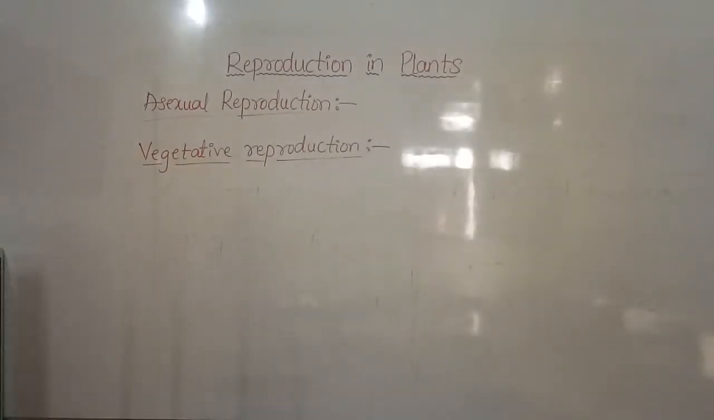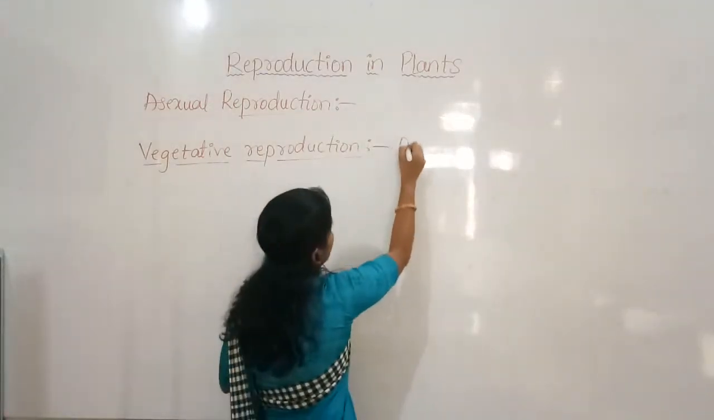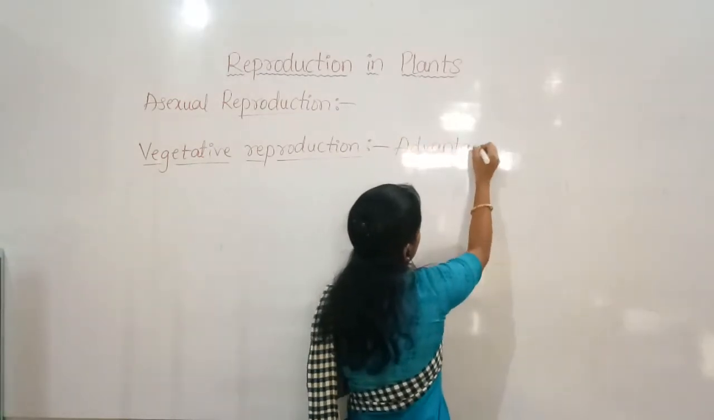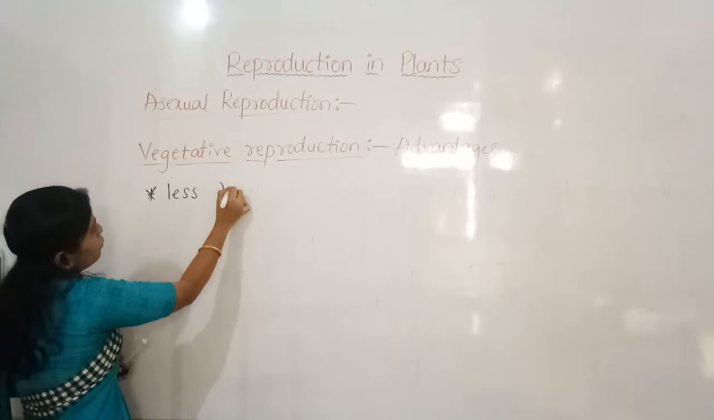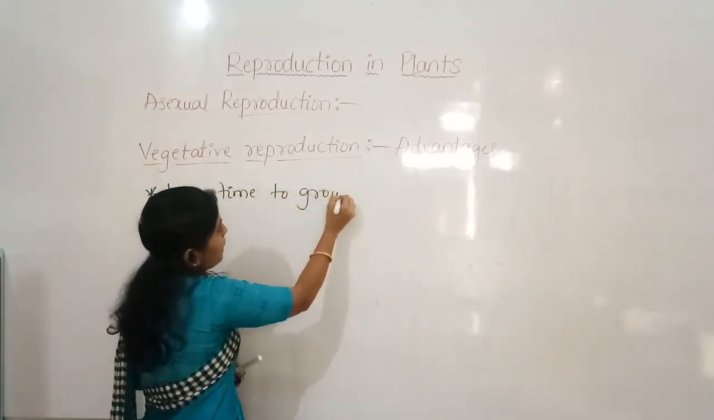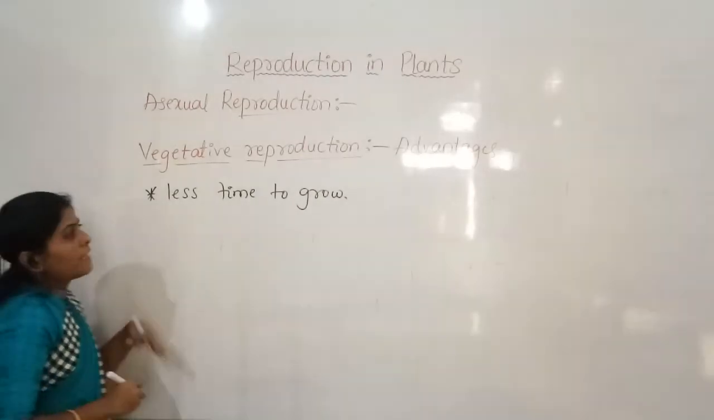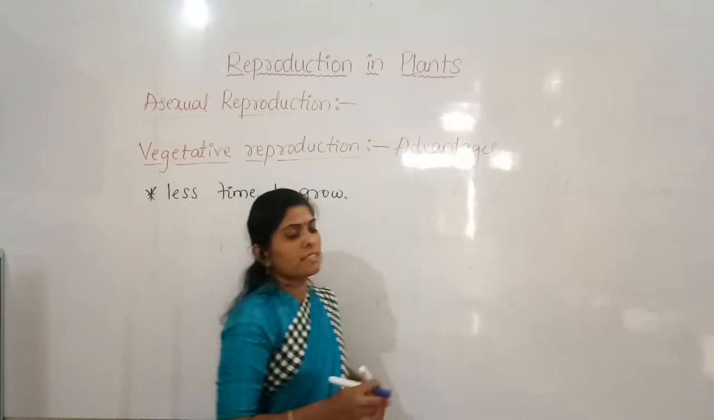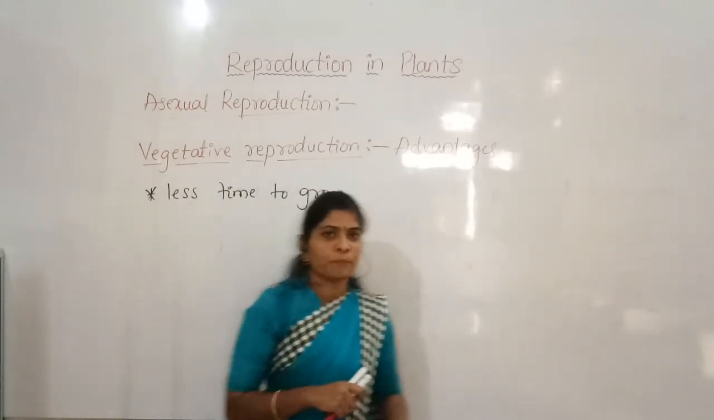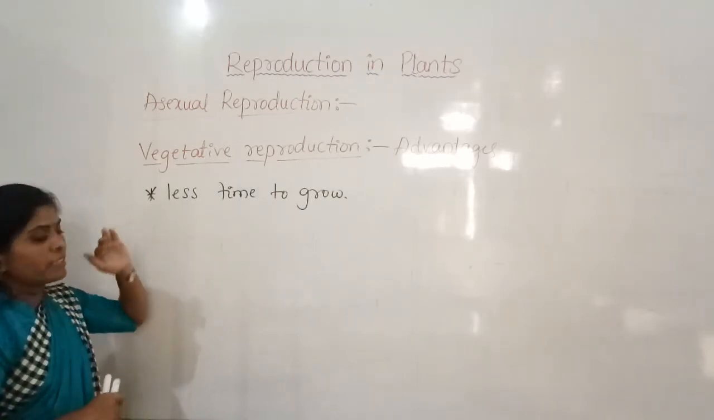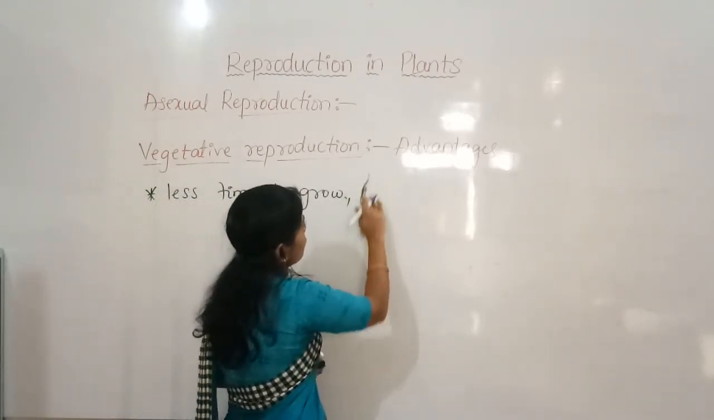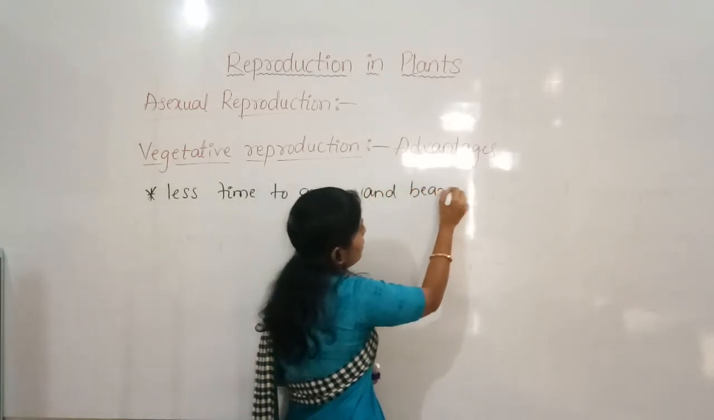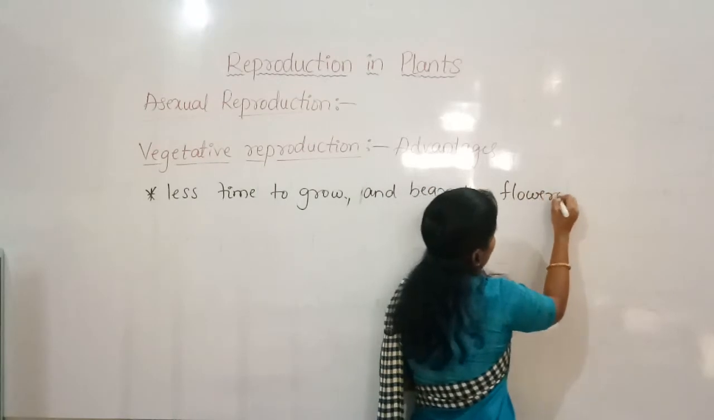Here the plants produced by vegetative propagation take less time to grow. The plants will grow in less time than from seeds. If plants are grown from seeds, it will take more time. But if the plants are grown from the vegetative parts, they take less time to grow and bear flowers and fruits.